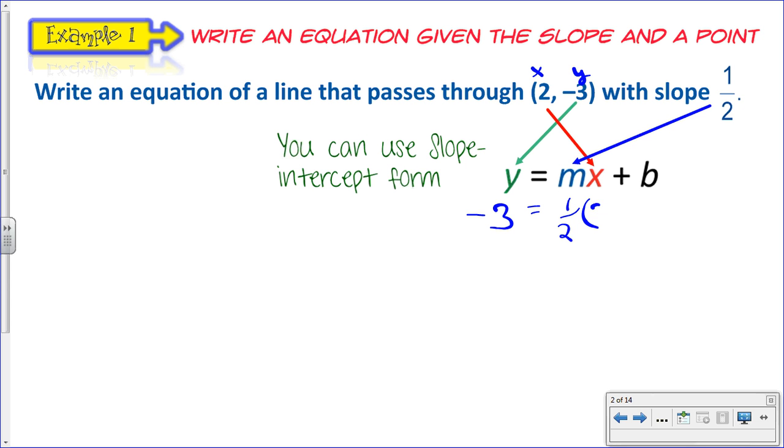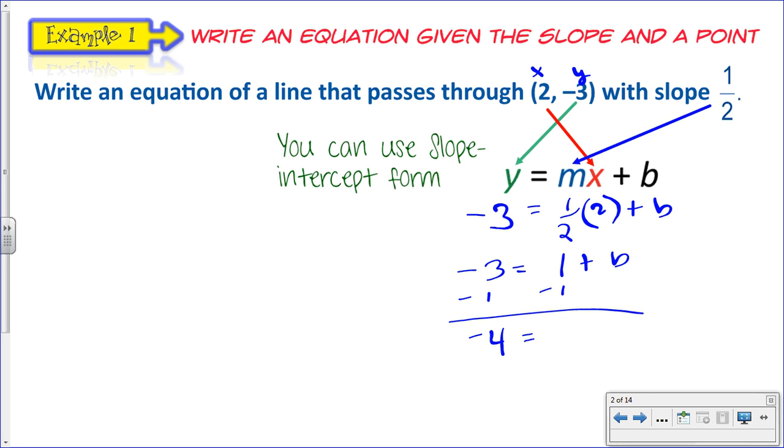Be 2, wouldn't it? Okay, now looking at that equation, can I solve that? How many variables do I have? Just one unknown, right? So all I have to do is simplify this. Taking 3 equals, what's half of 2? 1, good. How do I get b by itself? Subtract 1 from both sides. That gives me what? -4 equals b.